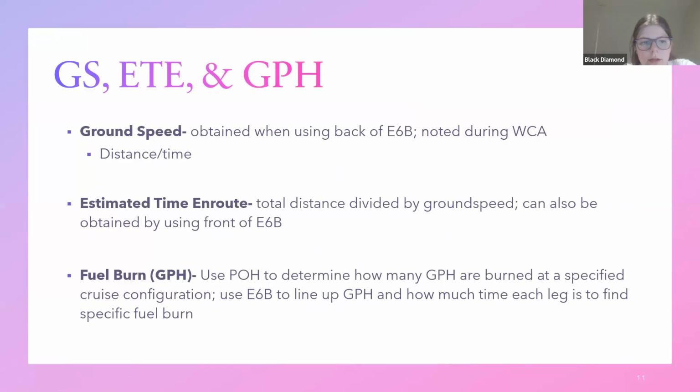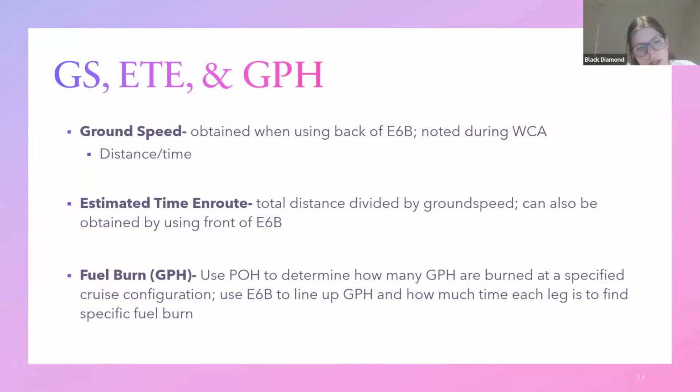Okay, so that's ground speed. You can obtain it by using the back of the E6B, or you can just do some quick math while we're in flight and do distance over time, distance divided by time. Estimated time en route is your total distance divided by your ground speed. This can also be obtained by using the front of the E6B. And then last but not least, your fuel burn.